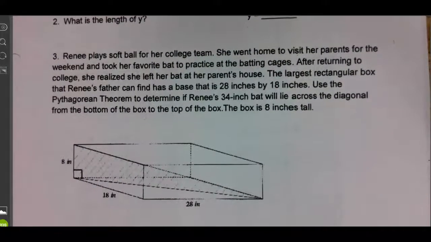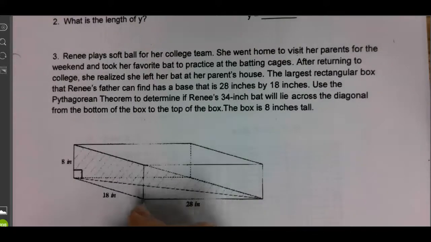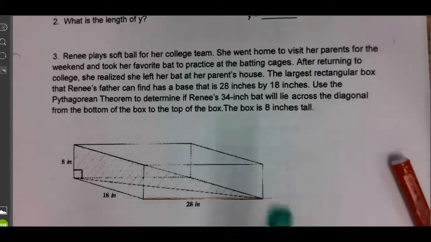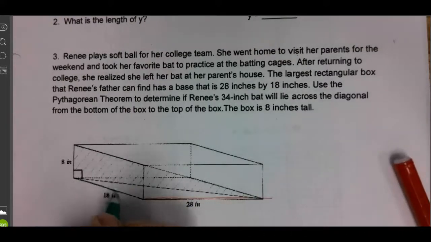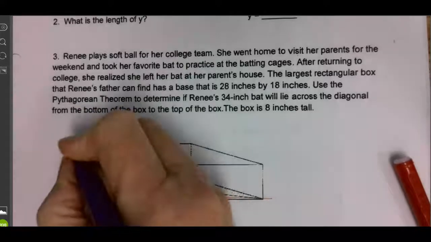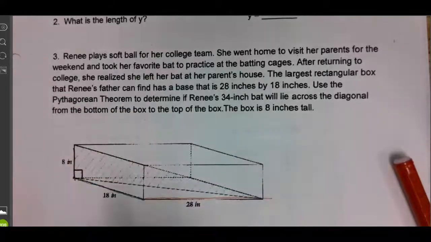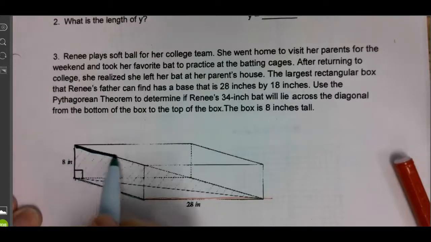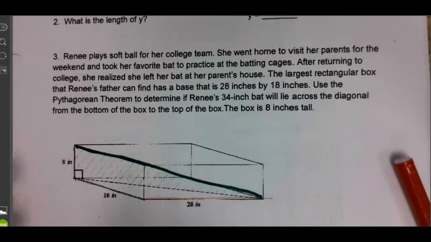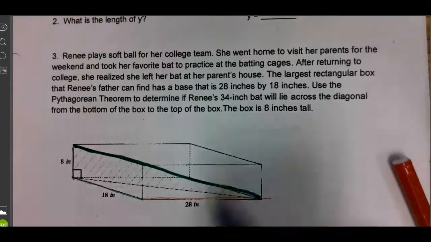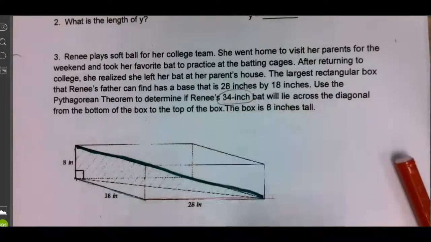I was getting too excited about doing the problem, I couldn't even read it. So what they're telling us is here is our box, 28. So here's one side, here's another side, and then here is our third side. We have this bat that has to lay in here. So here is our bat right in here. We have to see, will it fit? And her bat is 34 inches long.